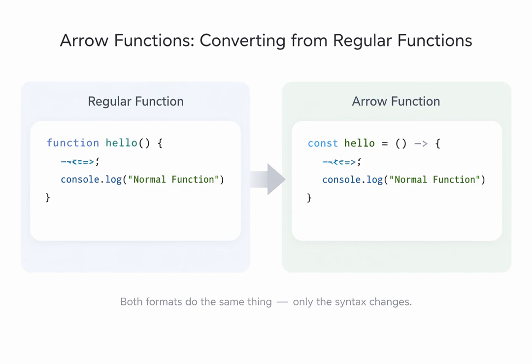Instead of starting with the function keyword, you declare a variable, typically using const, give it the same name, put an equal sign, then write the parentheses, followed by the arrow symbol, which is just an equal sign and a greater than sign, and then your curly braces with the code inside. Same behavior, same output, just a different way of writing it.